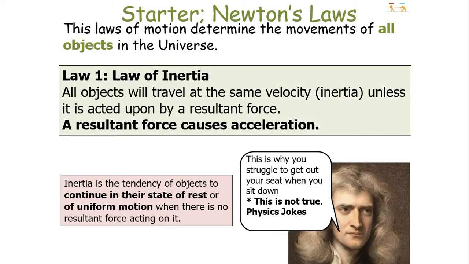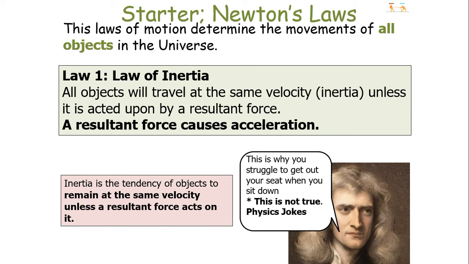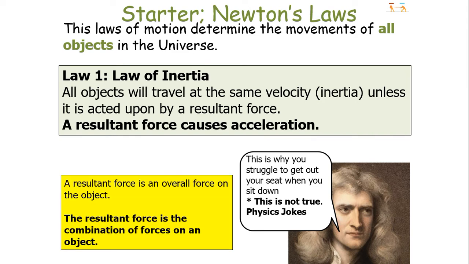These are three laws which Isaac Newton worked out to determine the movements of all objects in the universe. Law 1, which we call the law of inertia: all objects will travel at the same velocity, which we call inertia, unless acted upon by a resultant force. A resultant force causes acceleration. Now remember, inertia is the tendency for objects to remain at the same velocity unless a resultant force acts on it. A resultant force is an overall force on the object.